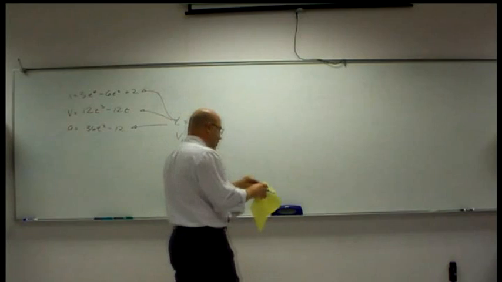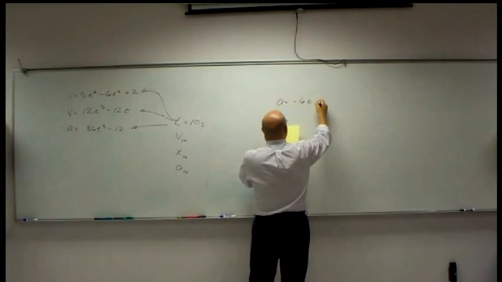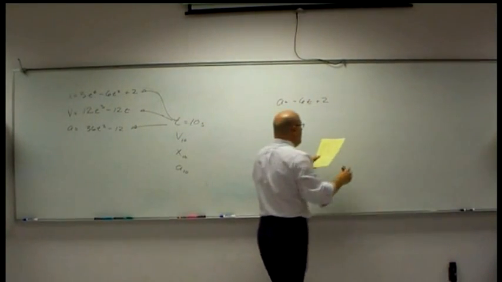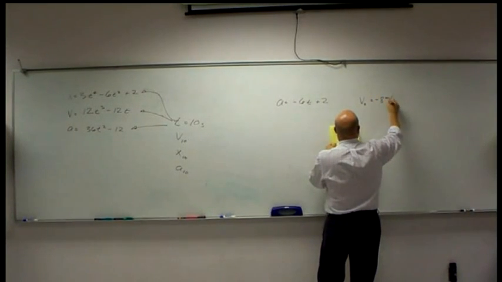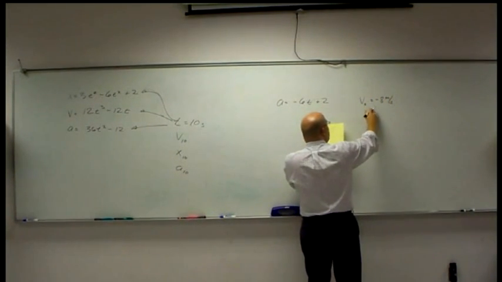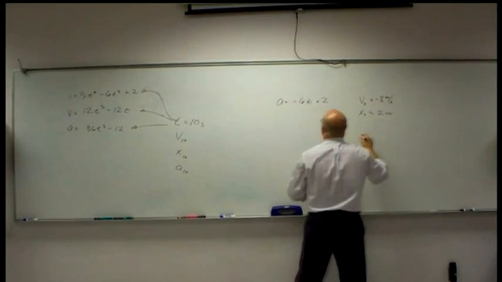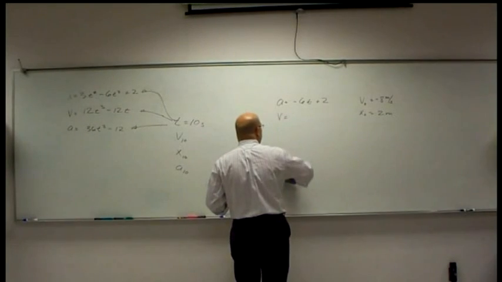Piece of cake. Well, what if it's the other way around? What if they give you the acceleration as negative 6t plus 2? And let's say that velocity naught is negative 8 meters per second. So it begins at negative 8 meters per second, and it begins at a location of 2 meters. All right, what's the velocity and displacement equation?